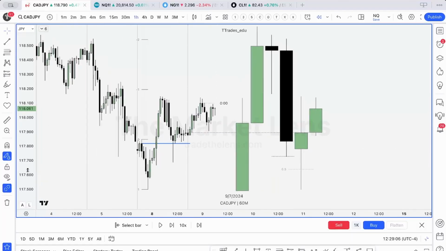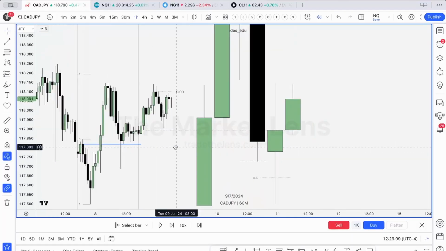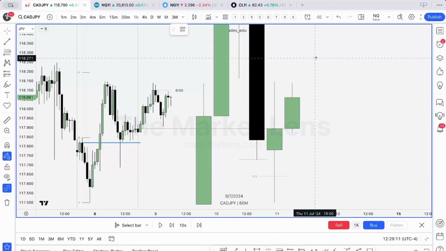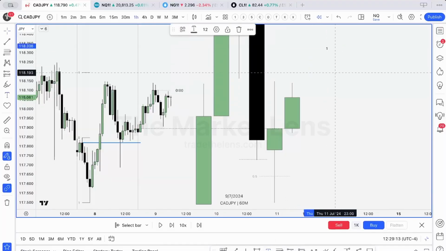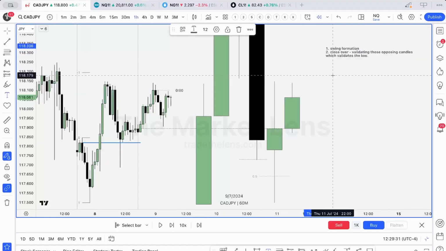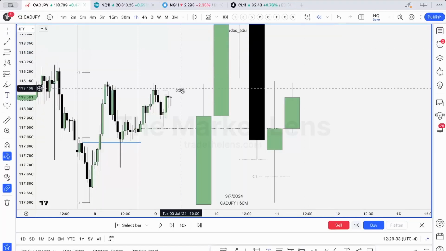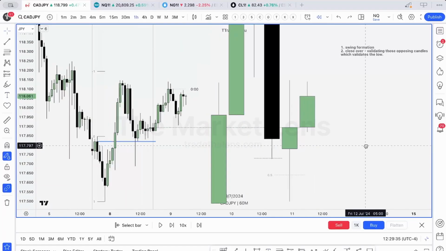Now with that, there is a reversal pattern that I look for. And what is that? The first thing we get is a swing formation, right? And then the next thing is a close over, validating those opposing candles, which validates the low. So what do I mean by that? I will leave that up there for now.